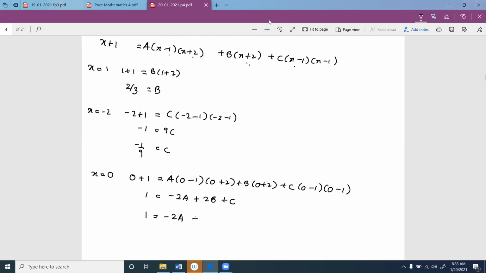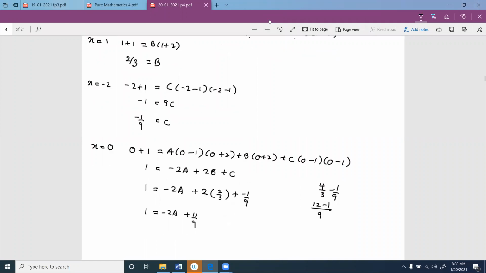We don't know the value for A. Plus 2 times B, where B is 2 over 3, plus C, where C is minus 1 over 9. So if you simplify this, 1 minus 2A equals 4 over 3 minus 1 over 9. If you take the LCM, it's 12 minus 1, so it's 11 over 9. 11 over 9, right?